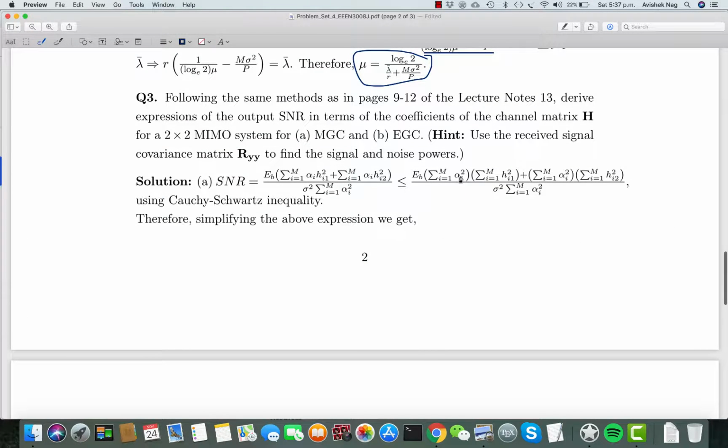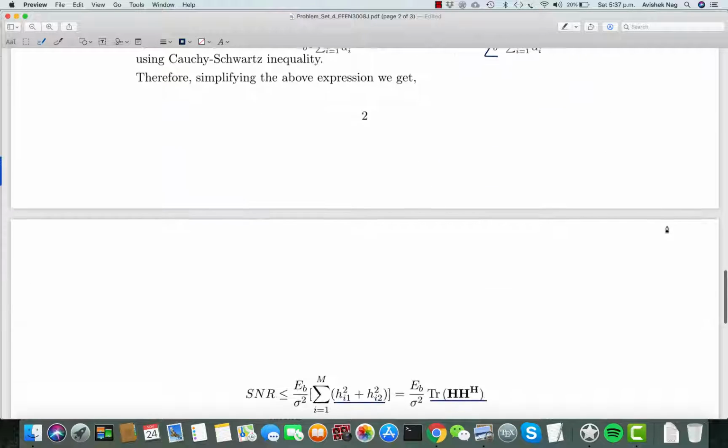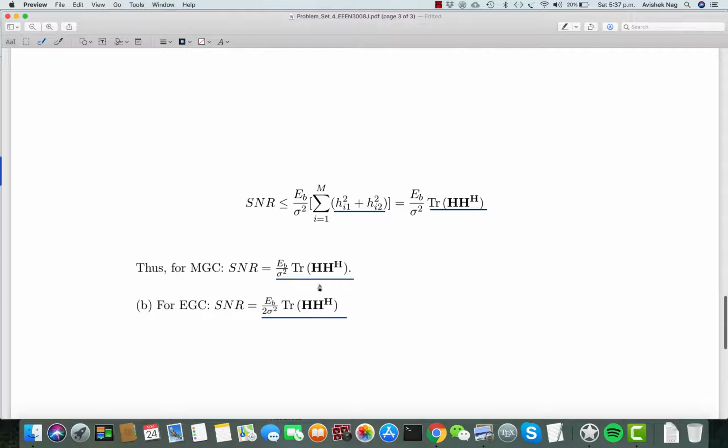So if you put the alphas equal here, then these alpha i's will be equal to some value, let's say just alpha, and if you add this, then this will give you 2 alpha square, and the alpha square terms in the numerator will cancel out and there will be a 2 term here. So that 2 comes for the case of EGC, and this one is for MRC.